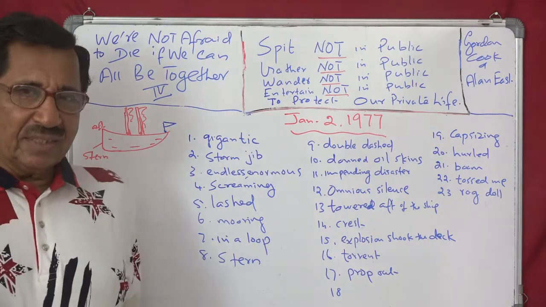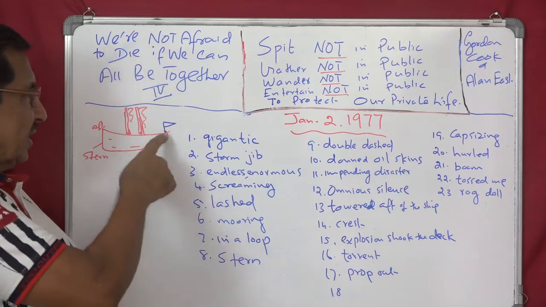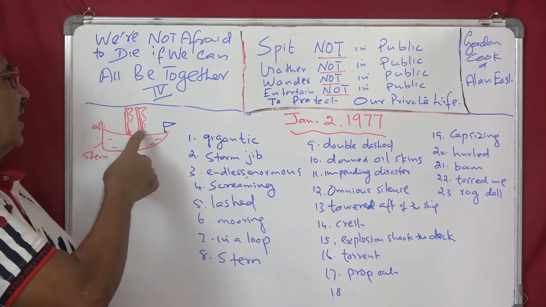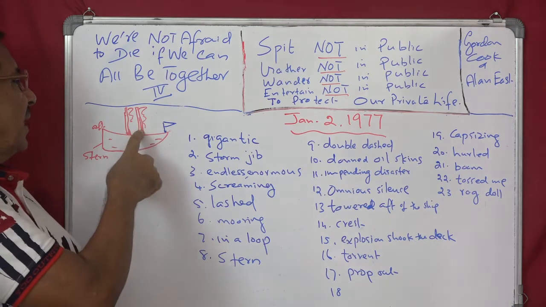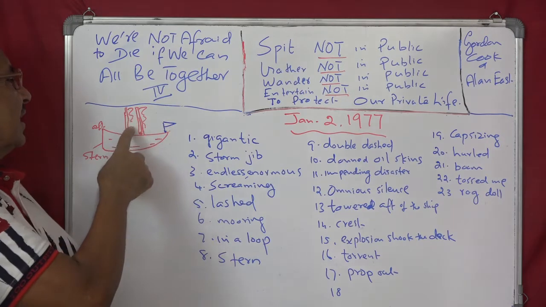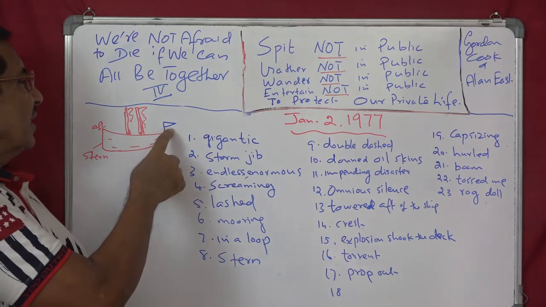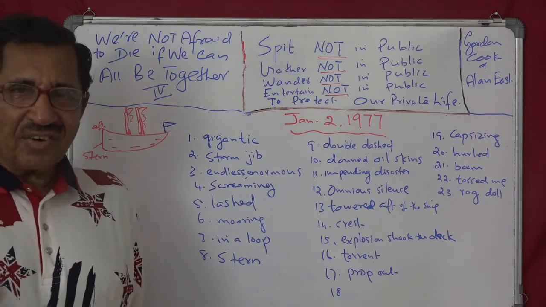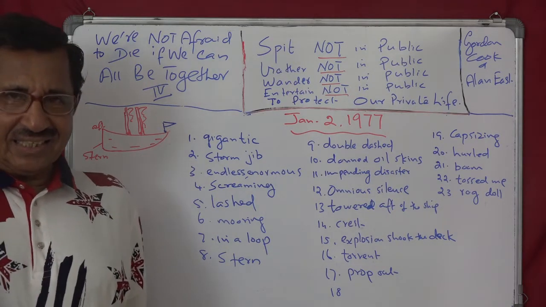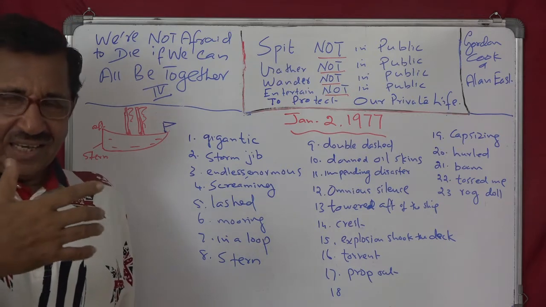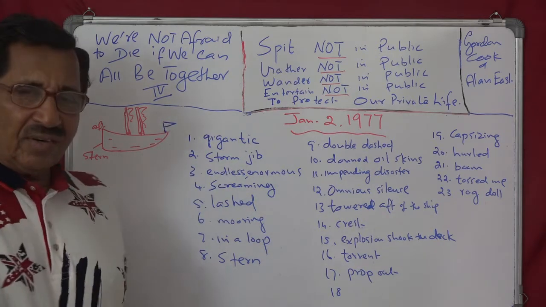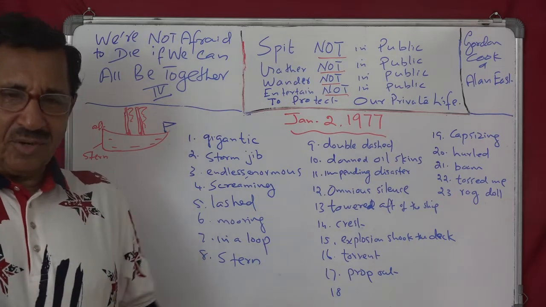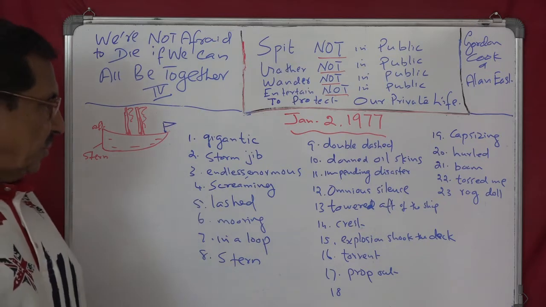Storm jib. A jib, you can see this, this is a jib. This is the mast, this is the sail. The jib is fixed just in front of the mast. If you remove this, what will happen is the boat will slow down, the ship will slow down. So that is storm jib.